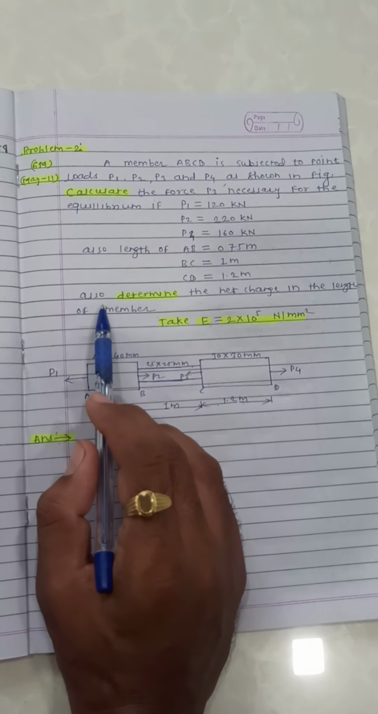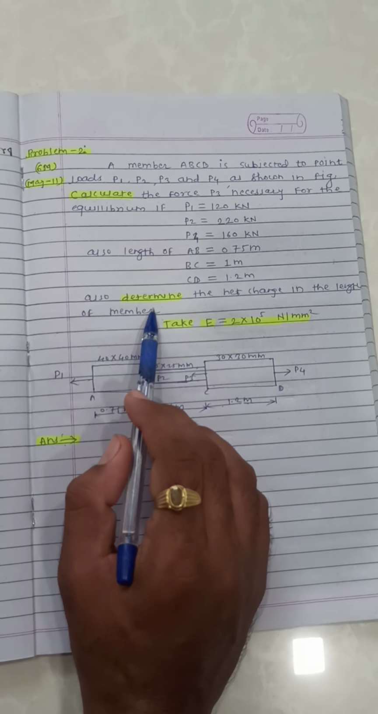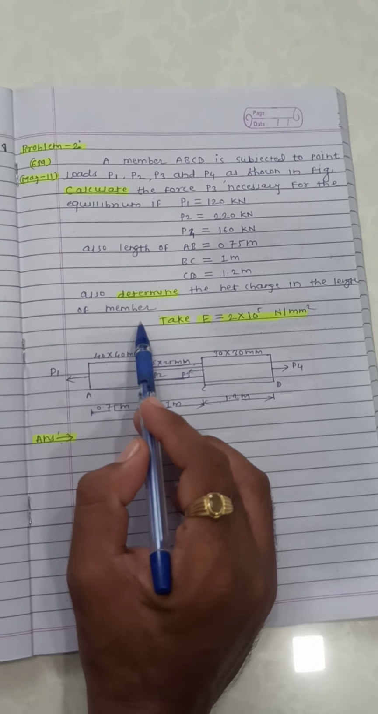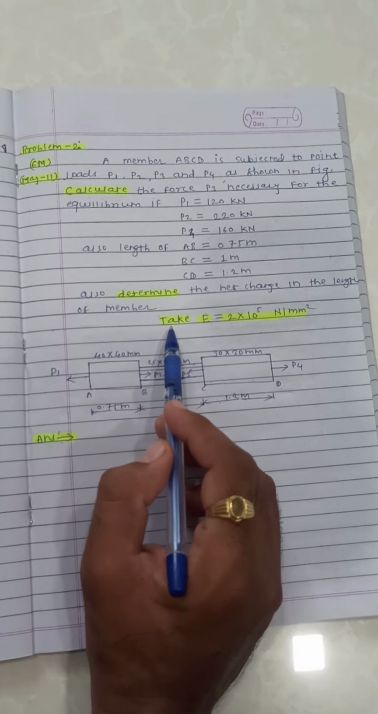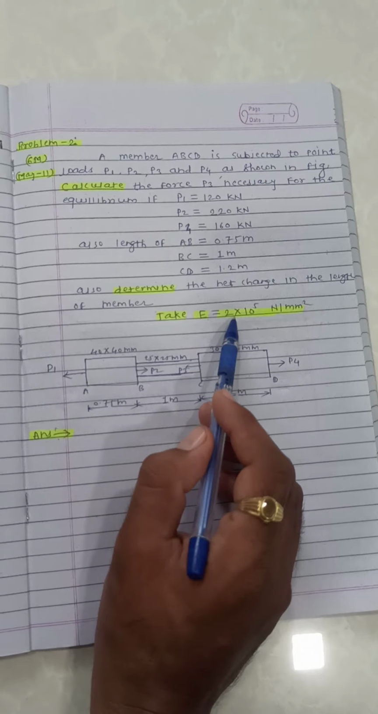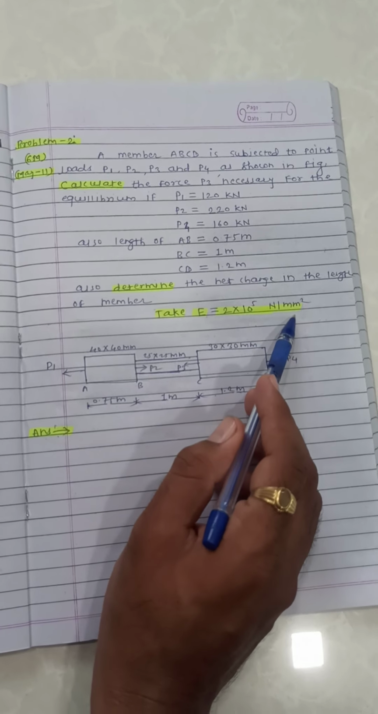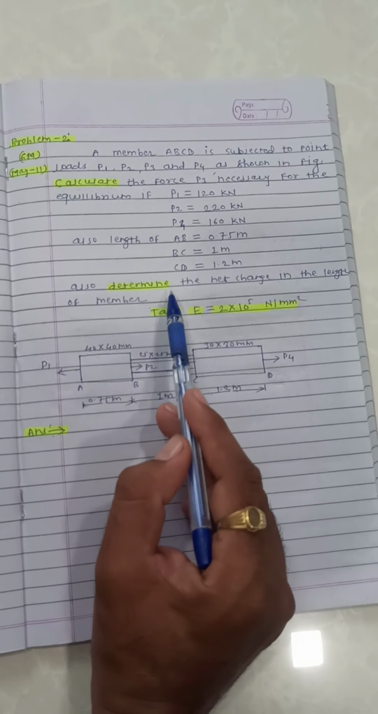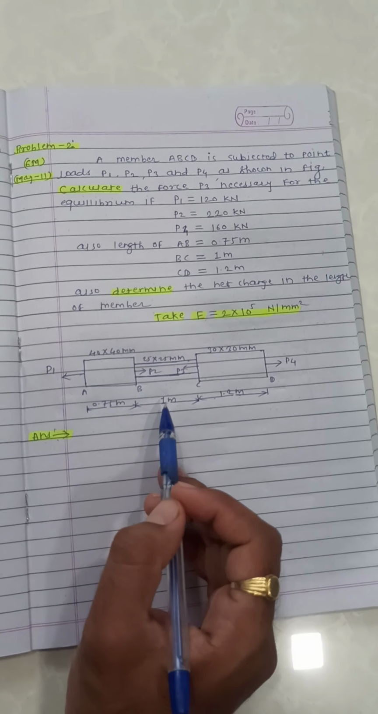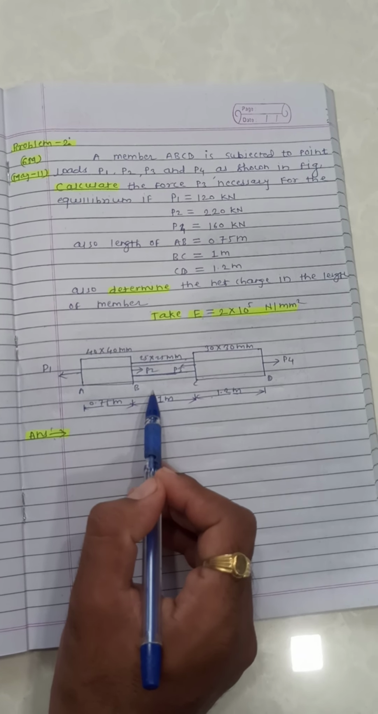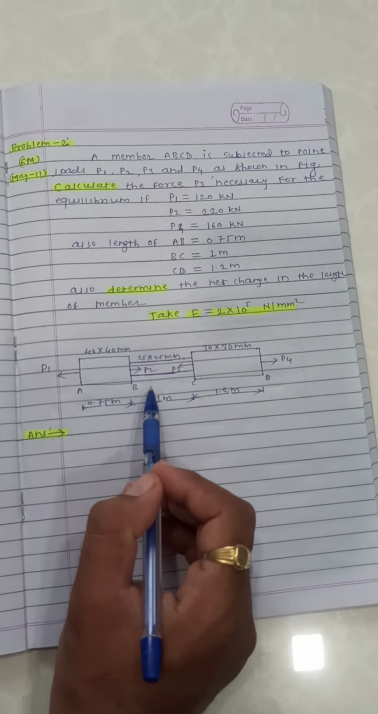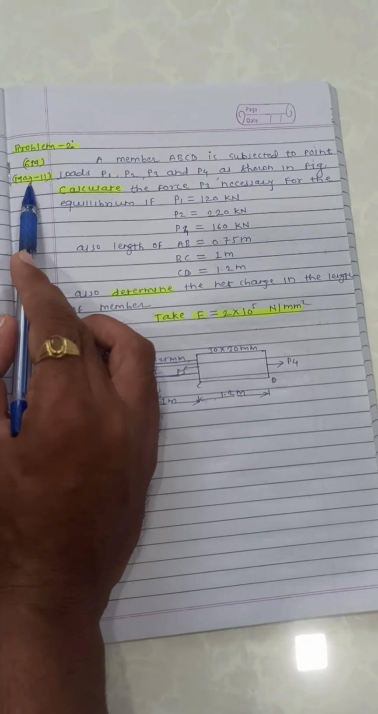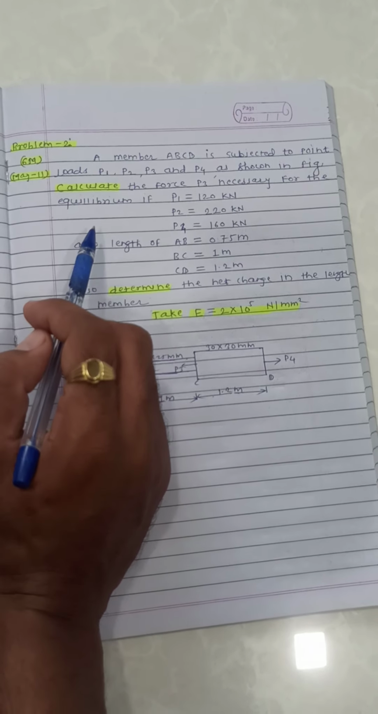Second, they are saying to also determine the net change in the length of the member. Take the value of capital E equal to 2 into 10 raised to 5 Newton per mm square. This is all the given data in the problem statement, and the diagram is also given. Such a problem is asked for 6 marks. This problem was already asked in the university exam of May 2011, so it is a very important point.